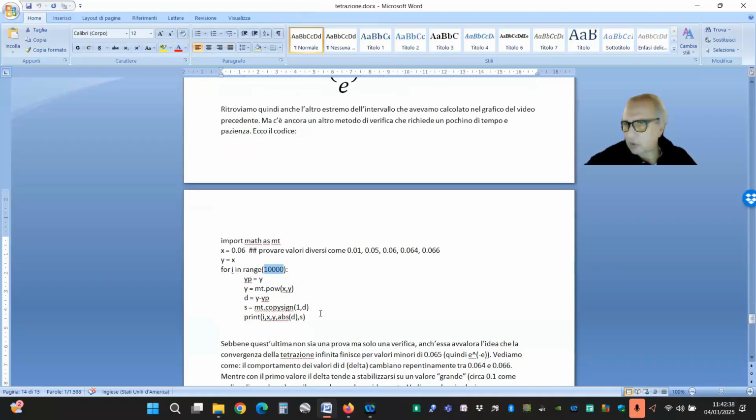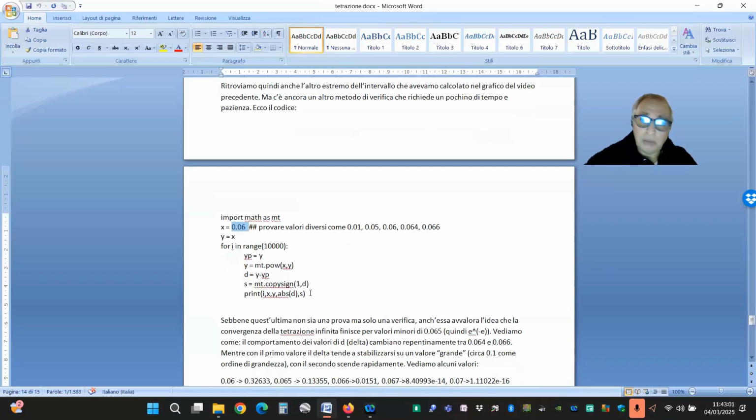A very short little program, by the way, like almost all the ones I've shown you, in which we calculate the value of tetration at a specific point with a specific value, see? So here I put in this. In this run 0.06, but then in reality you have to try some values, and now we'll see which ones. To study the convergence a bit better, we also calculate something else. For each step of the loop, we save the value of y, and then as soon as we have the new value, we calculate the difference between the two values.